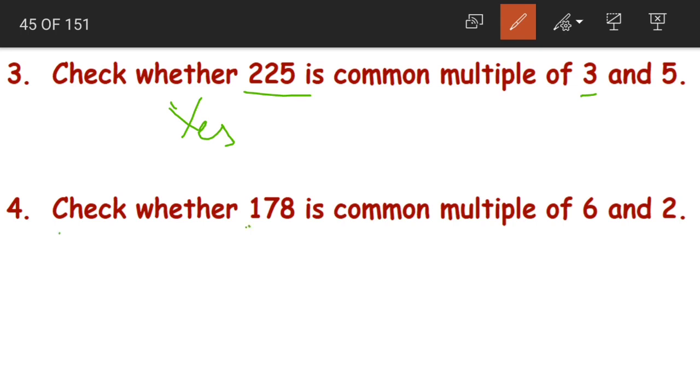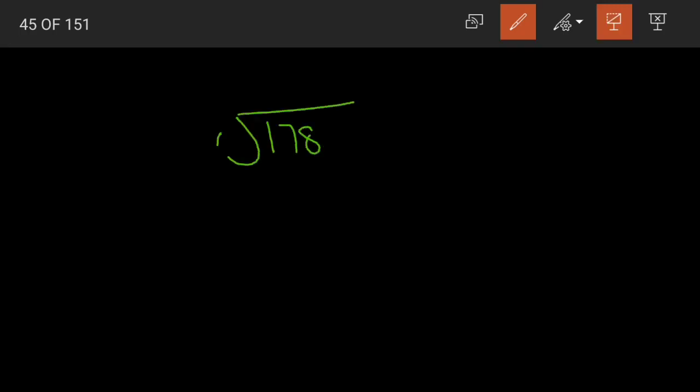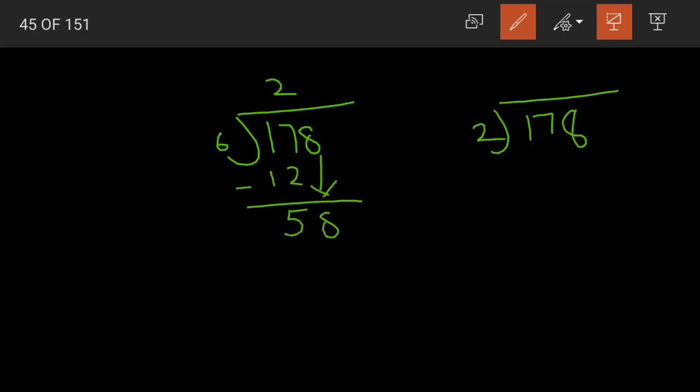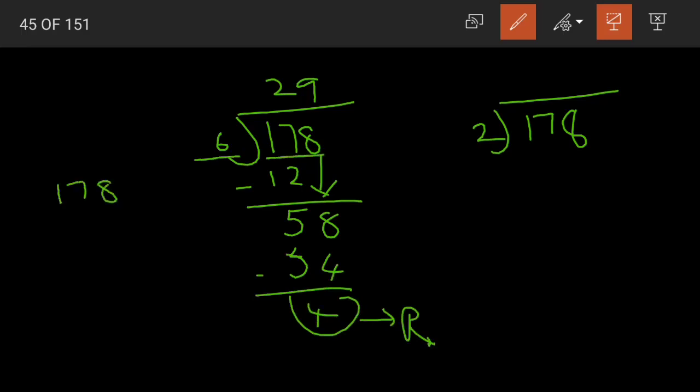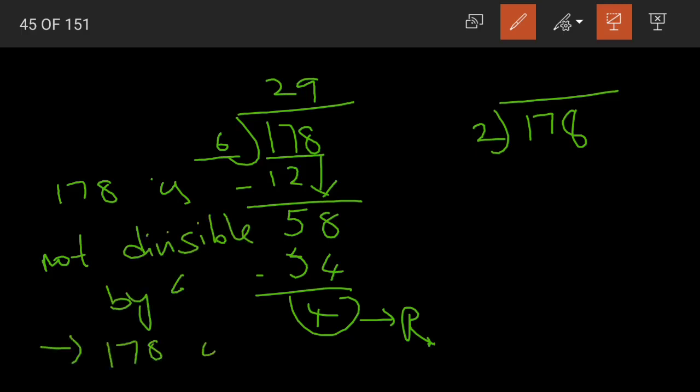Now coming to check whether 178 is a common multiple of 6 and 2. First we need to divide it by 6 and then by 2. We have 6 2s are 12. When we subtract, 5 is remaining, 8 brought down. Does 58 come in the 6 table, children? No. We have 6 9s are 54. When we subtract, 4 is our remainder. What does this mean? 178 is not completely divisible by 6. Therefore, 178 is not a common multiple.